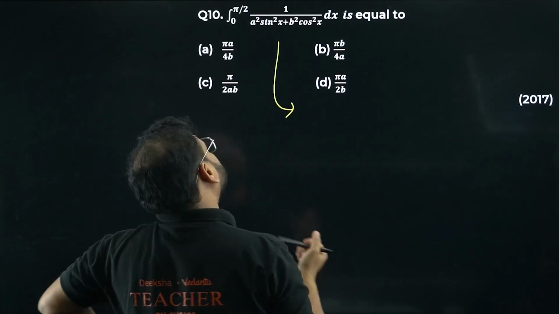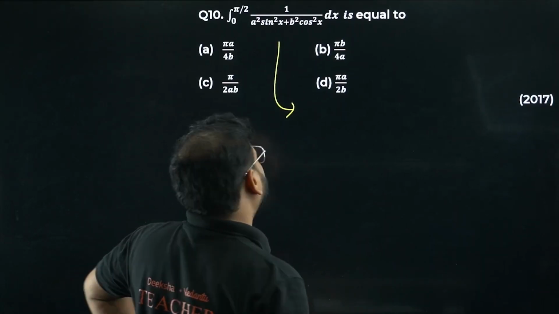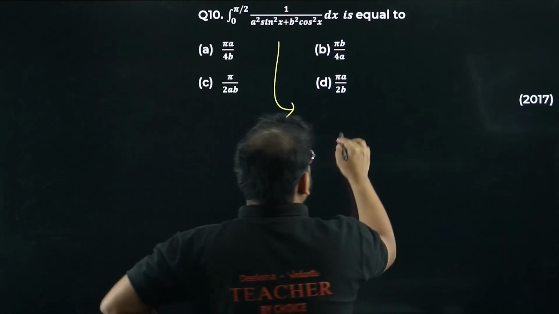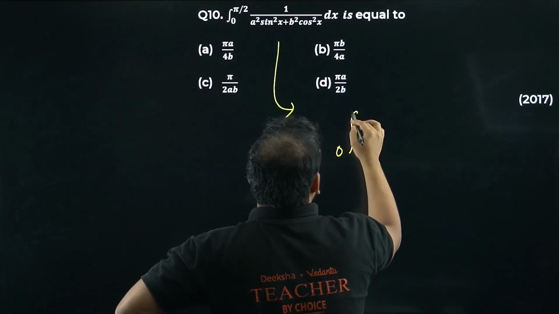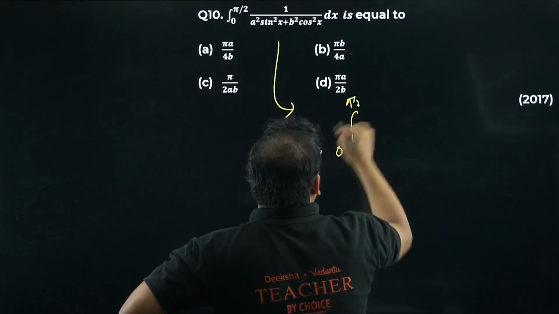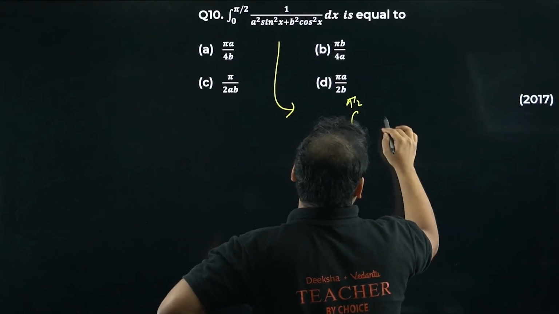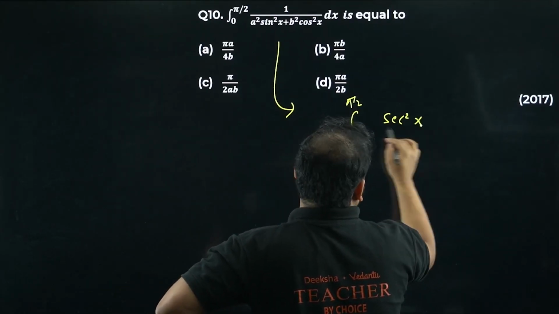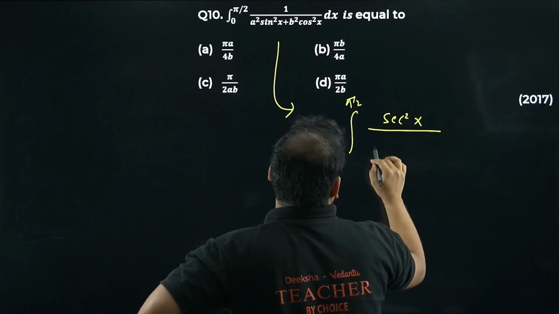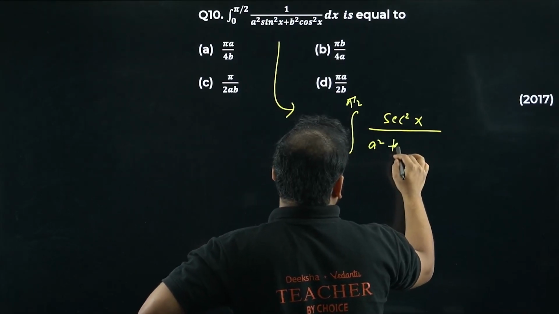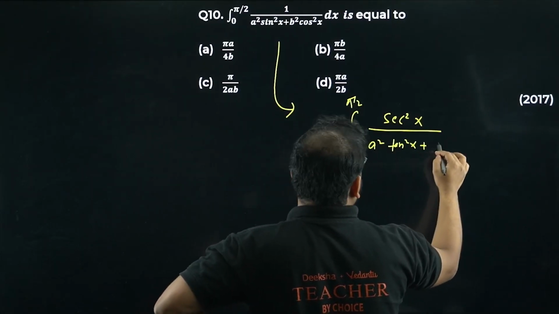No property I can see over here right now. Divide by cos square. That will make tan. So keep this limit as it is. We'll keep it as it is only. So we'll have over here sec square x upon a square tan square x plus b square.